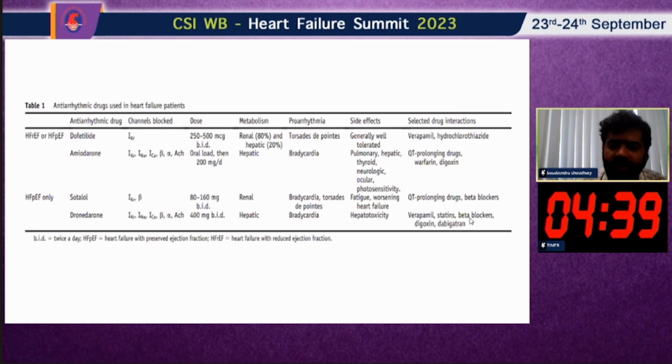We must avoid other QT prolonging drugs, warfarin, and digoxin when we are using amiodarone. Dofetilide is a much more potent agent with more renal metabolism. However, spontaneous torsades is a risk when the therapy is initiated. So, for the first 3 days, the patient should be hospitalized.